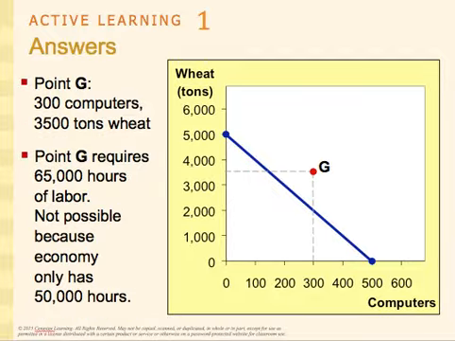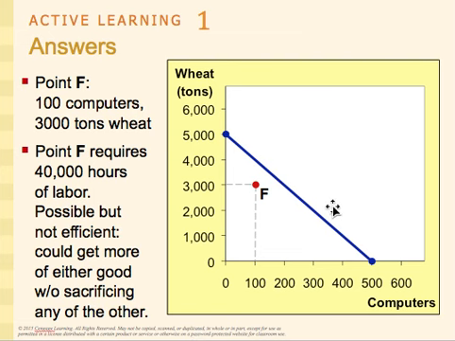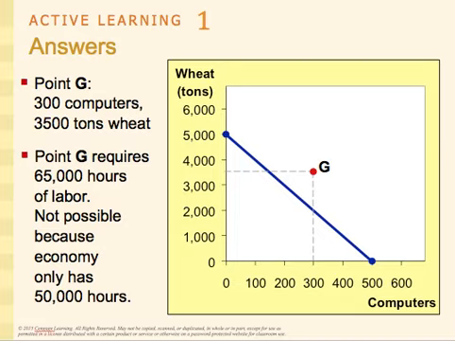If on the test I said, looking at point F and point G, which one's possible? You could say, well, this one's possible but not efficient. And I could ask, is G possible? And you could clearly say, no, it requires 65,000 hours of labor. That's not possible.